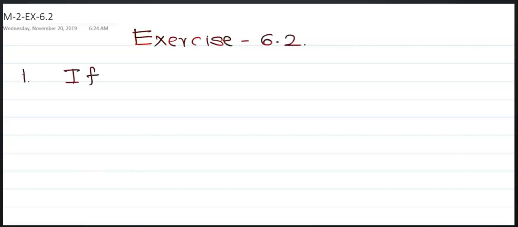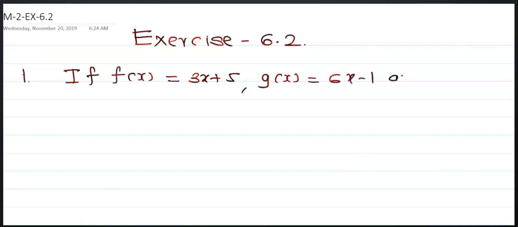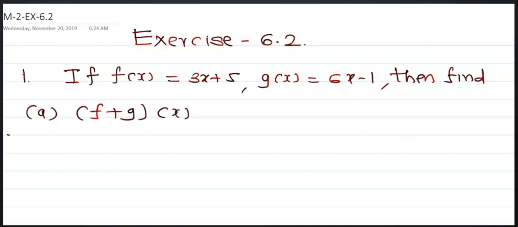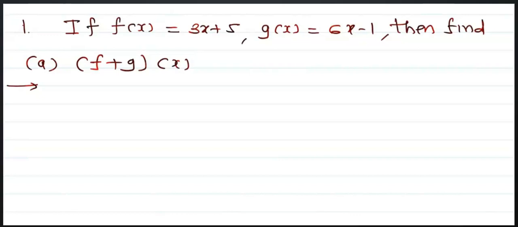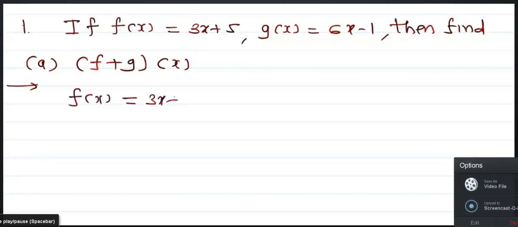Exercise 6.2, first example. If f of x is equal to 3x plus 5 and g of x is equal to 6x minus 1, then find (f plus g)(x). That is, we want to find the sum of the functions.